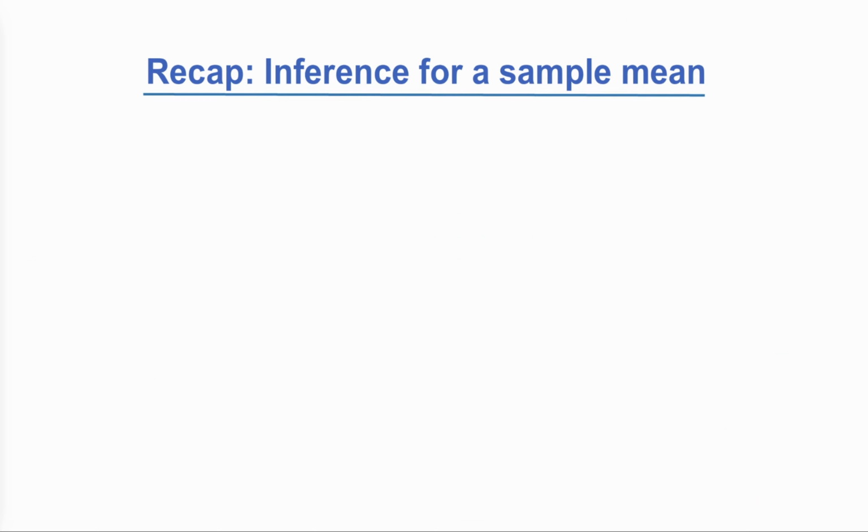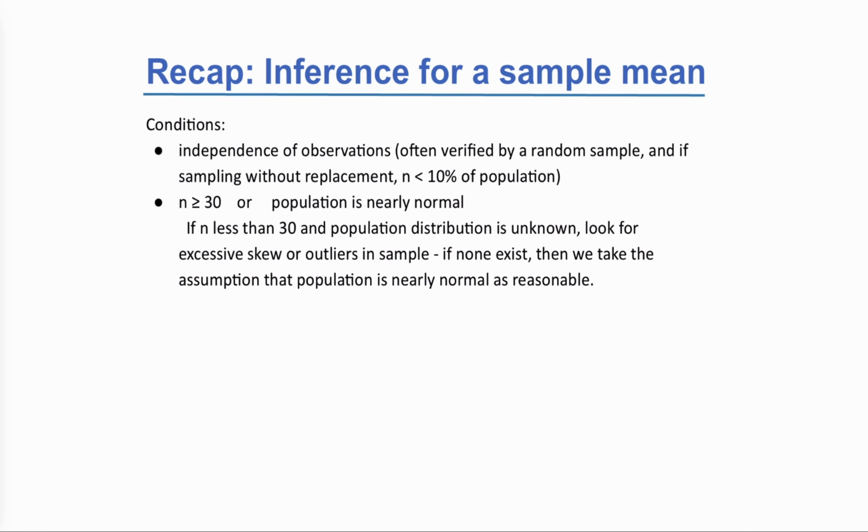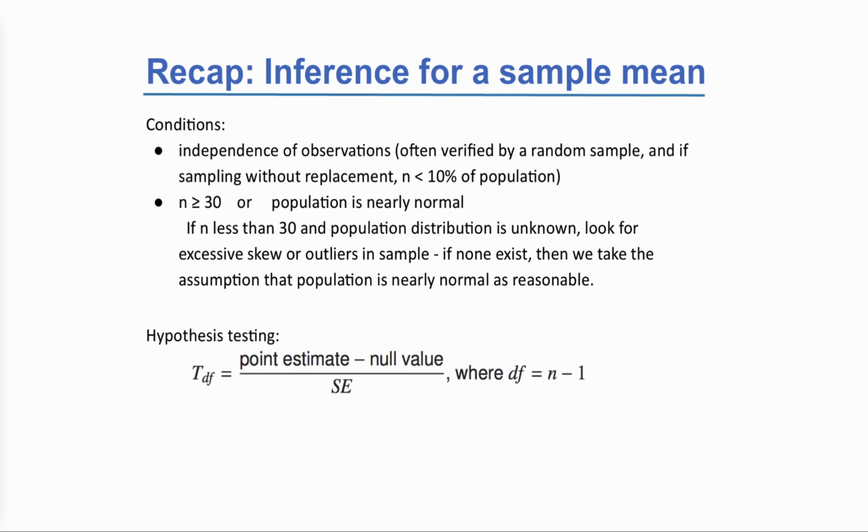All right, so inference for a sample mean. You check independence of the observations, so a random sample and 10% condition. And then we check our normality large counts. Either our n is at least 30, or the population is nearly normal, or no skew or outliers in the sample. Our general formula is that our test statistic, which in this case is t, is the point estimate minus the null value over the standard error. Your degrees of freedom are n minus 1.